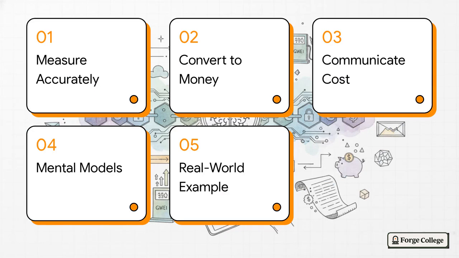Okay, here's our agenda for today. We're looking at a reproducible three-step workflow: measure accurately, convert to money, and communicate the cost. Then we'll wrap up with some mental models and a real-world example. Simple enough, right? Let's jump right in.